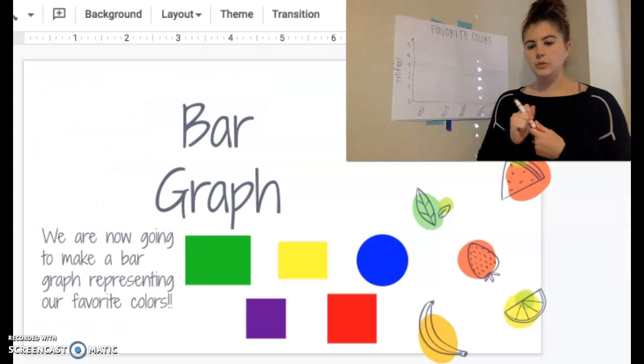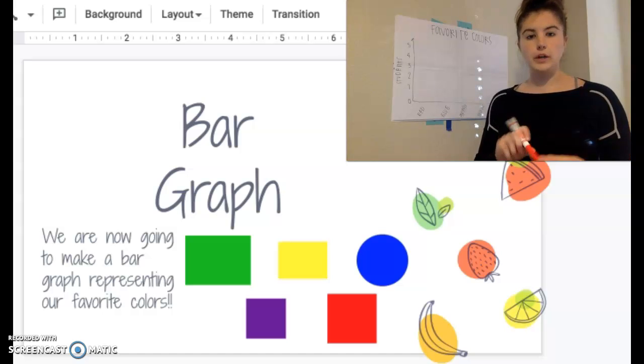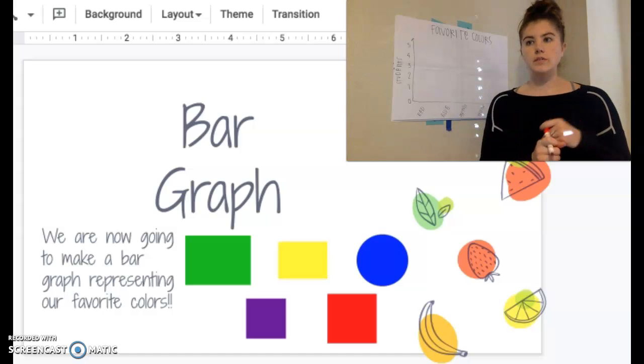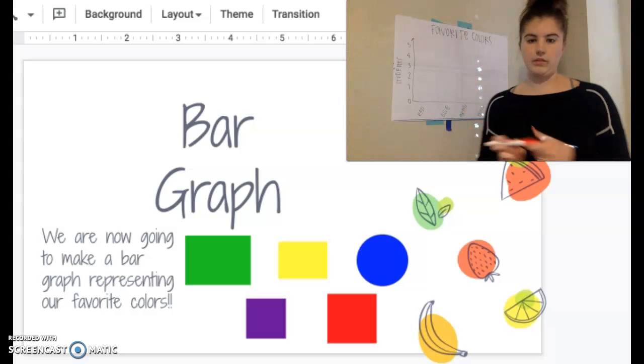All right, class, so if you remember on your last homework assignment, there was a little survey. The first question was about your favorite color. So we're going to use the information that you guys shared with me to go ahead and make a bar graph with y'all's favorite colors.